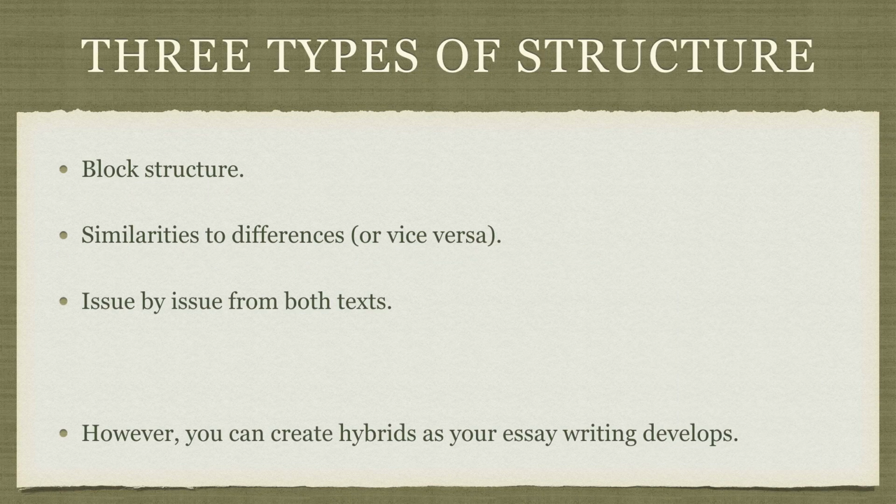When it comes to structure, in essence, there are, in my opinion, three types of structures that you can use. There's a block structure, where we deal with issues separately. There's a kind of similarities to differences structure, or differences to similarities if you prefer. And lastly, you can work both texts together and go from issue to issue. You'll find that these are very rough descriptions, and probably as your essay writing improves, you'll be able to create hybrids that use all three of these structures interchangeably.